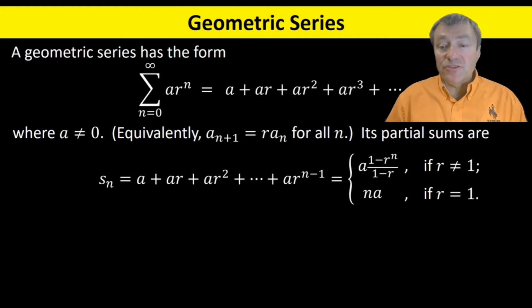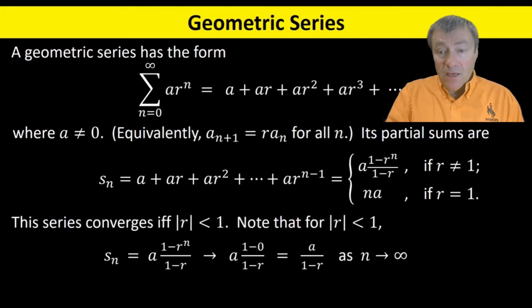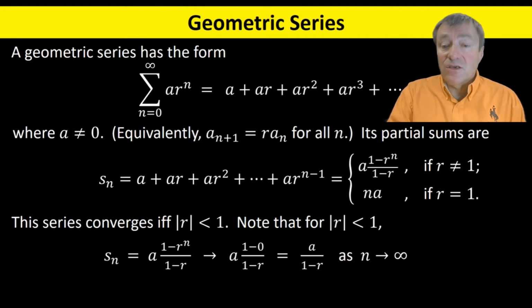The nth partial sum of this geometric series has a very explicit formula, which you can prove by induction. And it's easy to see when the series converges using this formula. In other words, when the partial sums converge. We have convergence if and only if the absolute value of r is less than 1.